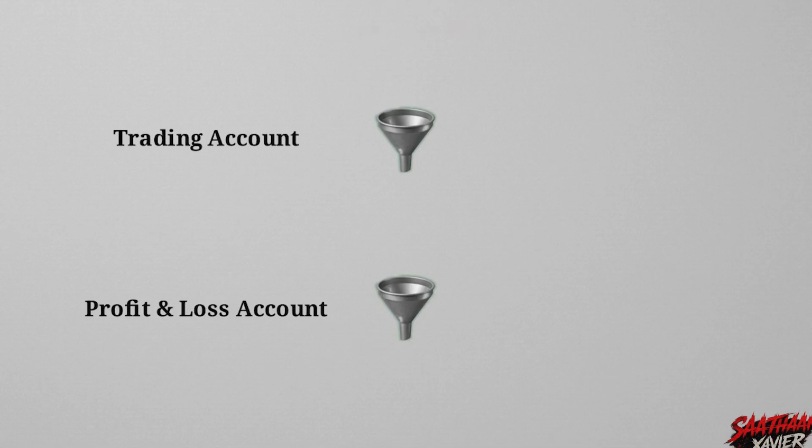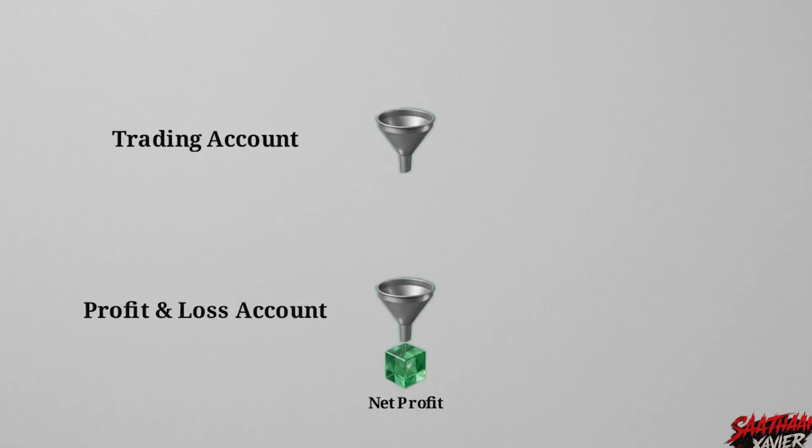At the top, the trading account measures the direct cost of purchasing goods against the revenue from selling them, producing your gross profit. That block then drops into the profit and loss account below, where indirect operating expenses are deducted to reveal the final net profit.